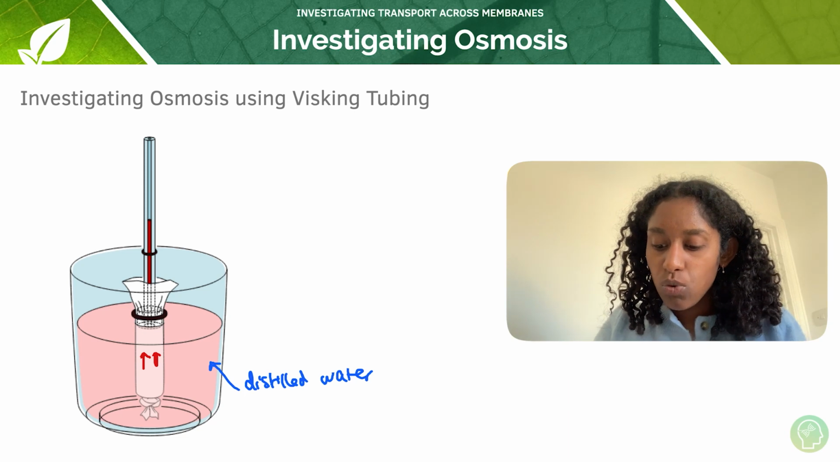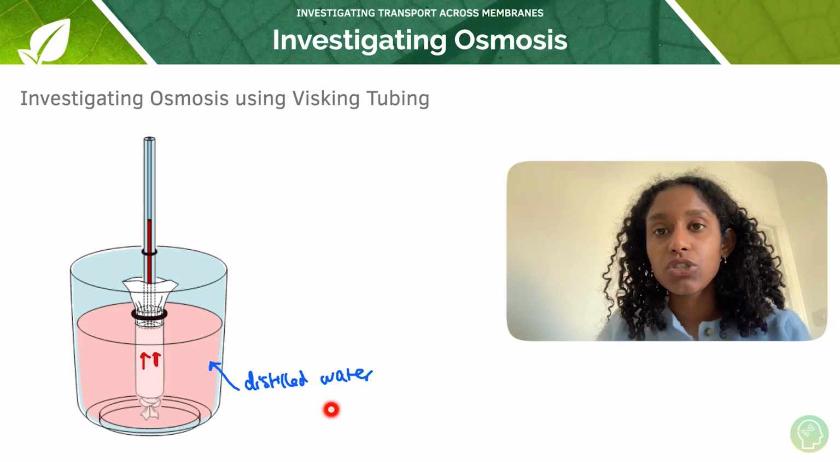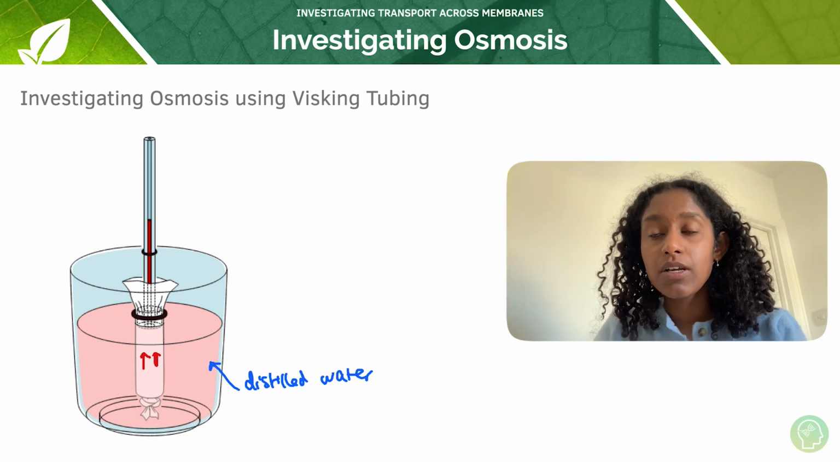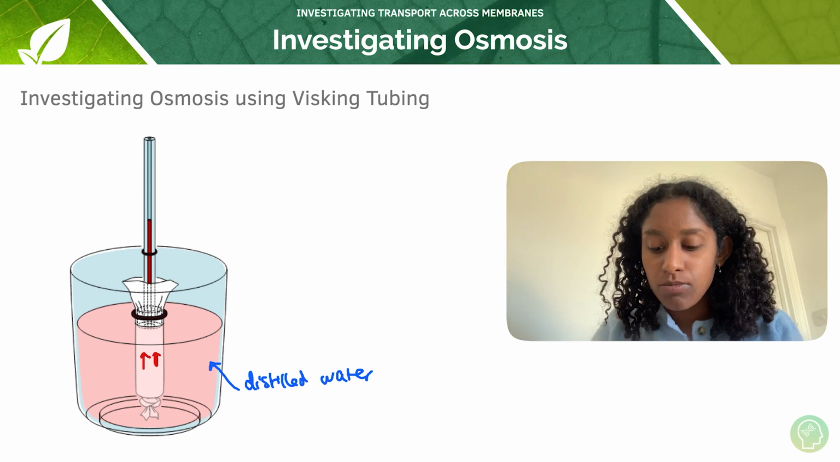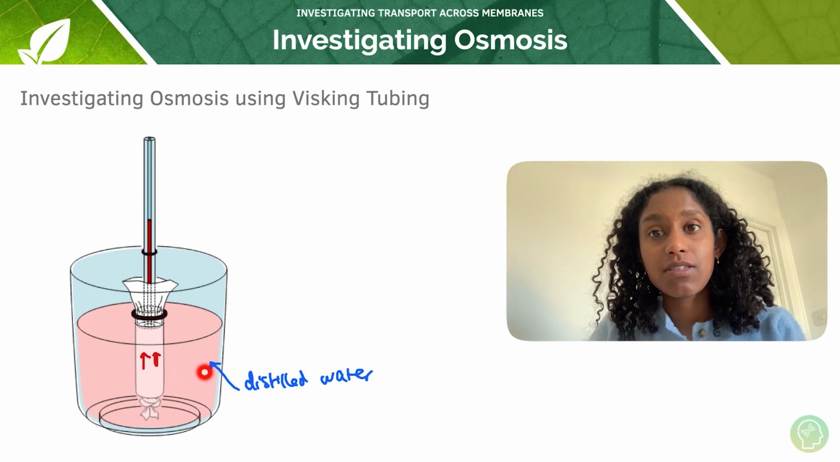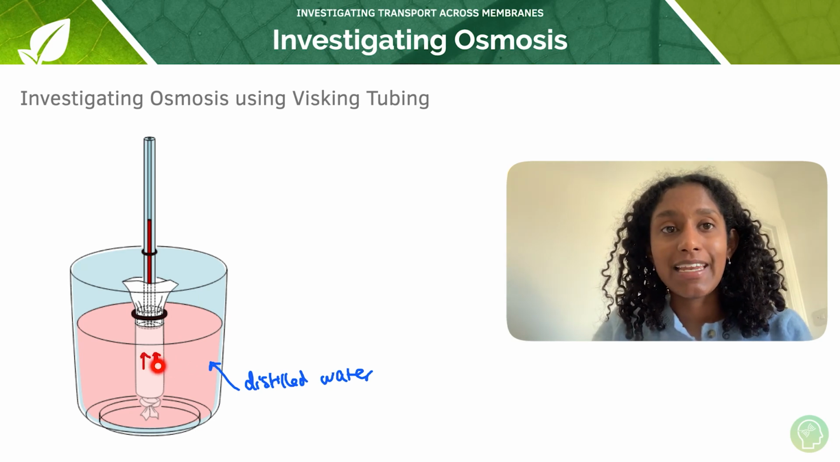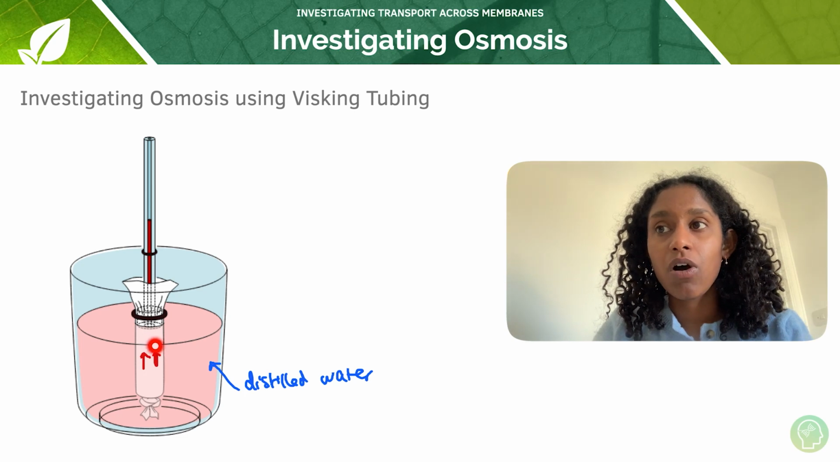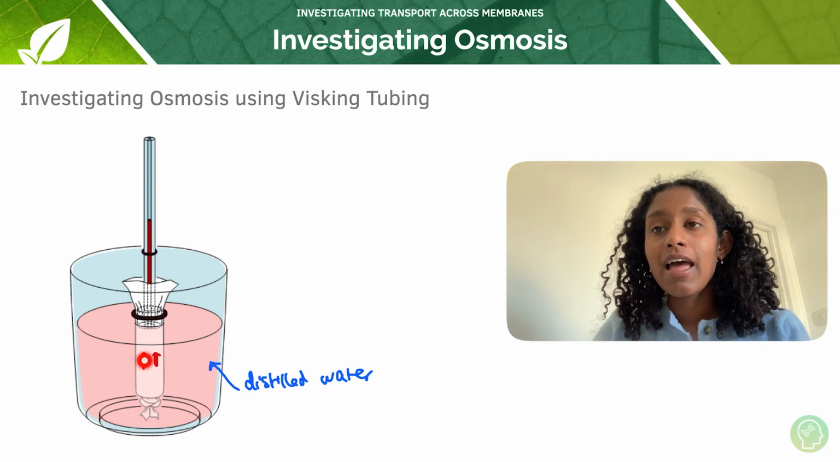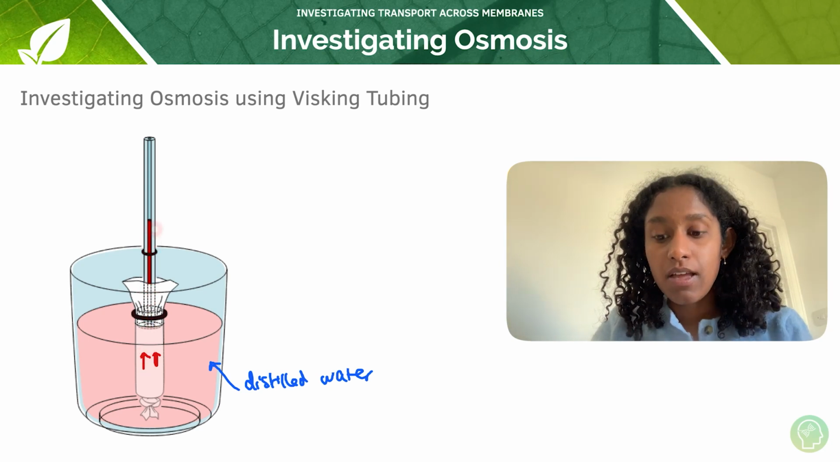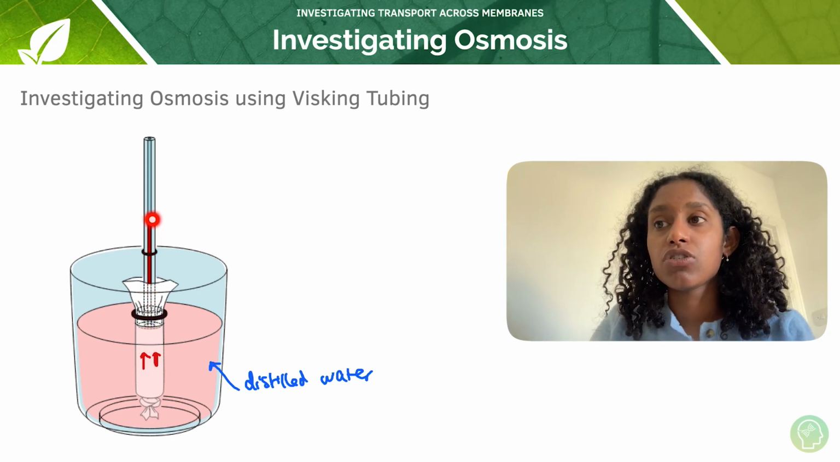So we know that water moves from a higher water potential to a lower water potential. That means water is going to move passively by osmosis from the distilled water in the beaker through our semi-permeable Visking tubing membrane into our tubing, where we've got our sucrose solution, which is at a lower water potential. And therefore that's going to cause the level in our capillary tube to rise.